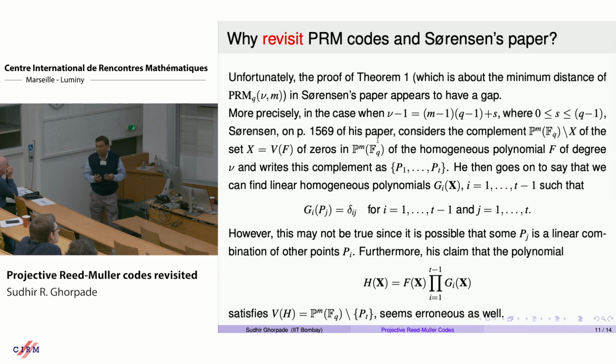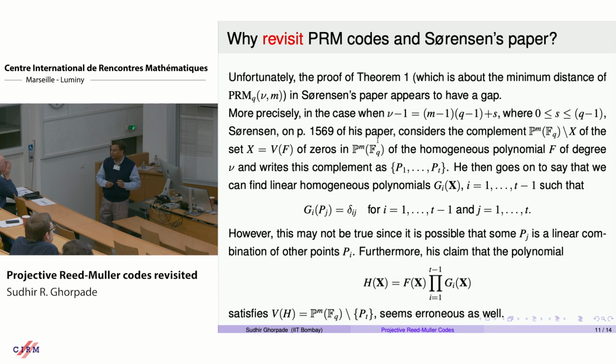So, Rati and I were trying to look at this paper. In fact, I had asked her to read it. And while doing that, we realized that maybe his proof has a gap. To put it a little more politely, maybe there were aspects of it which I did not understand. And it's really an issue. If you are familiar with this paper, you should see page 1569, where he looks at the complement of a hypersurface and then says that you can find some linear homogeneous polynomials having 1 at P1 and 0 elsewhere, etc. But that may not be possible, because linear homogeneous polynomials are additive. So if your P3, let's say, is a linear combination of P1 and P2, you can't control its behavior so independently. So some of the things he says have a little bit of an issue.